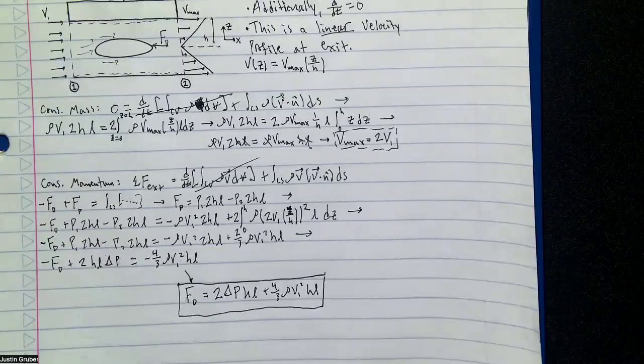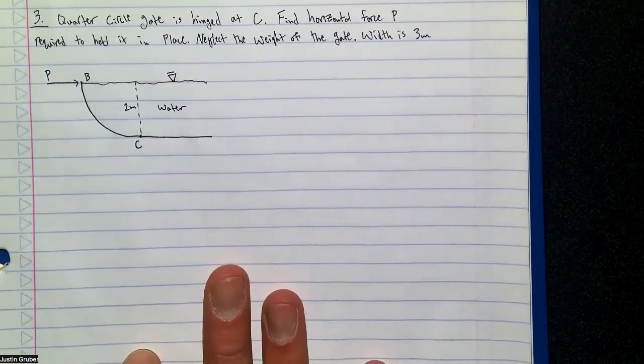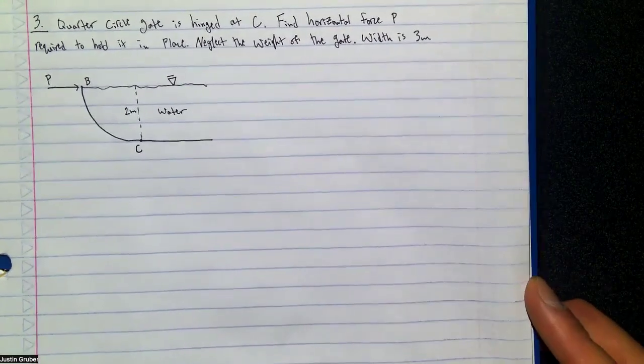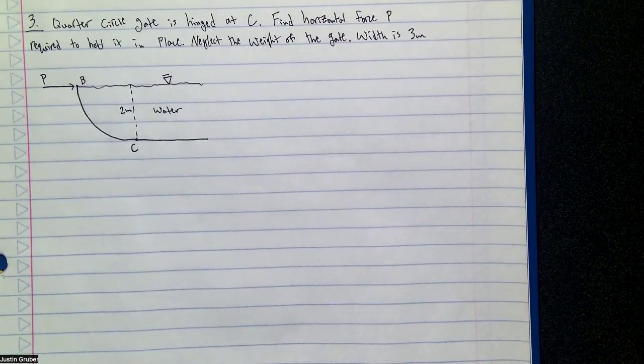Okay, we've got one more super easy one, and it's kind of annoying how easy it is, because it's quick. It'll take me literally 3 minutes. Check this out. So the third one, we've got a quarter circle gate hinged at C. Find the horizontal force P required to hold it in place. Neglect the width of the gate. The width is 3 meters.